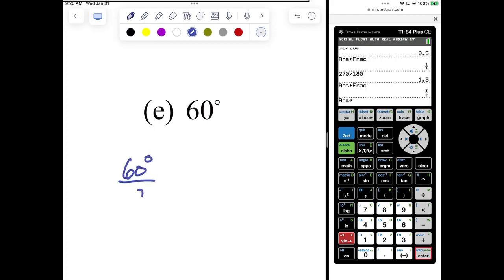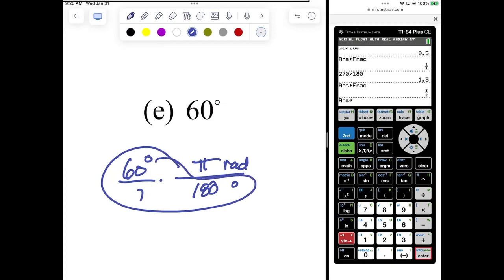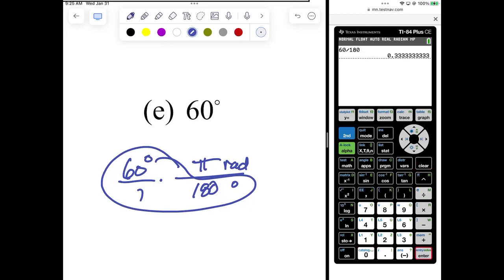60 degrees over 1 times radians over degrees, pi over 180. Now all we have to do is use the calculator. What's 60 divided by 180? It's 1/3, so 0.33333. Let's do it again, my calculator froze. 60 divided by 180 is 0.333.